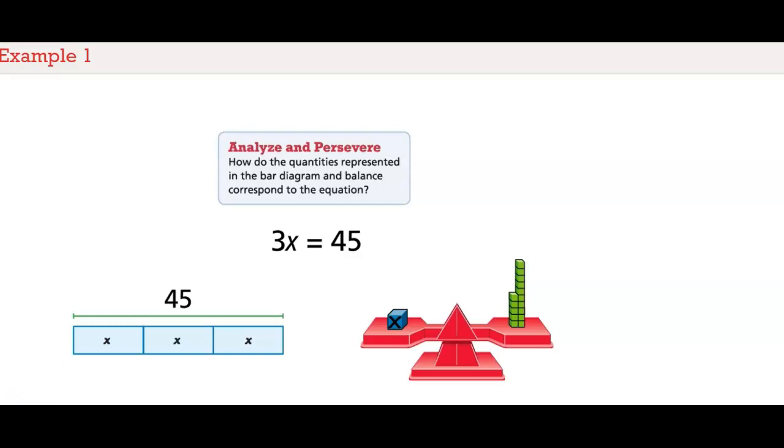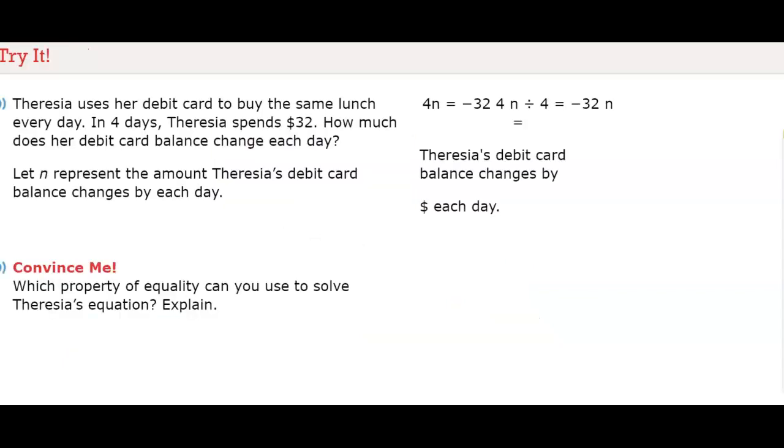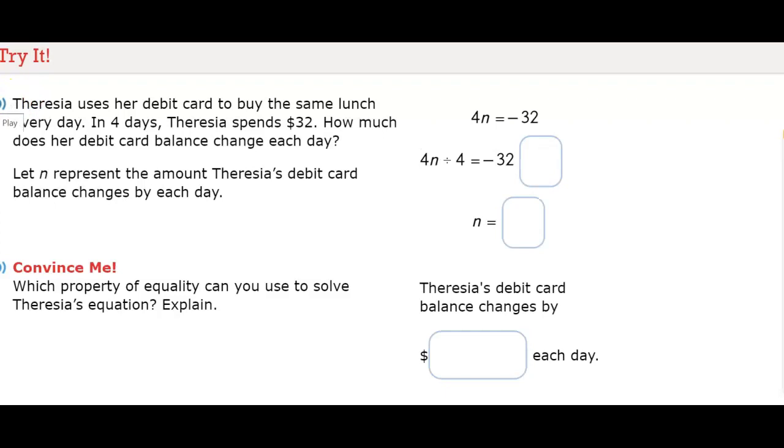How do the quantities represented in the bar diagram and balance correspond to the equation? Teresia uses her debit card to buy the same lunch every day. In 4 days, Teresia spends $32. How much does her debit card balance change each day?